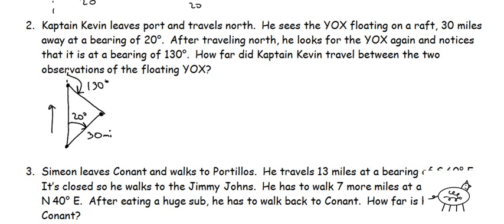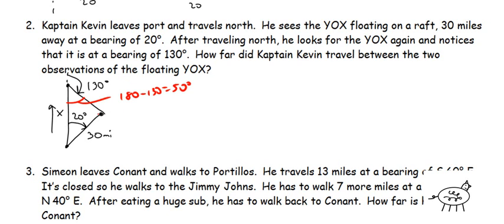It says, how far did Captain Kevin travel between the two observations of the floating yachts? All right, so there's your x. This is actually a really easy problem. The only thing I need to do here, math fans, is get this angle here, which of course is 180 minus 130, which is 50 degrees.